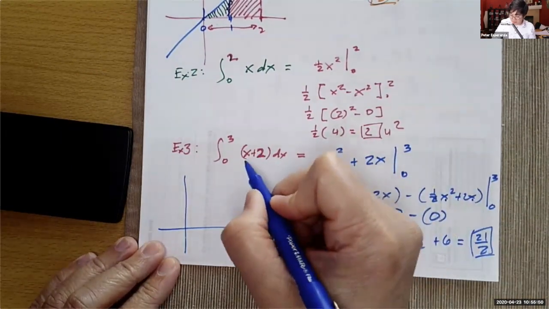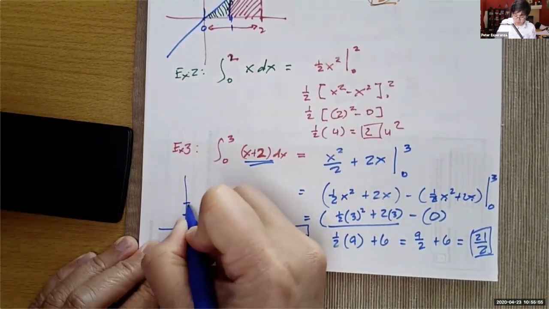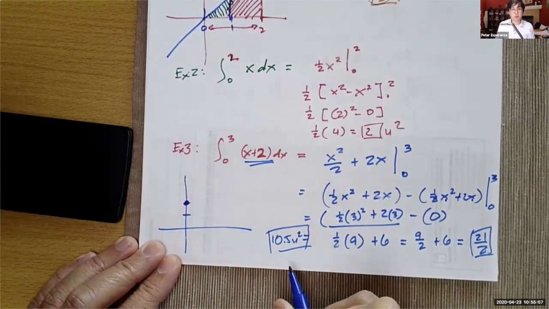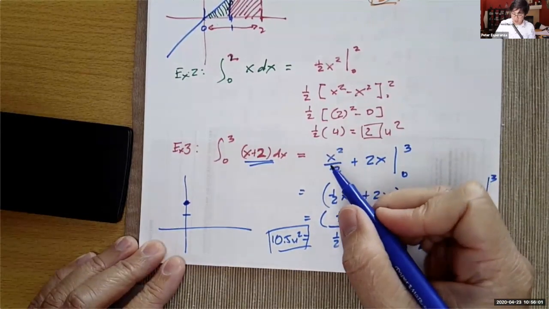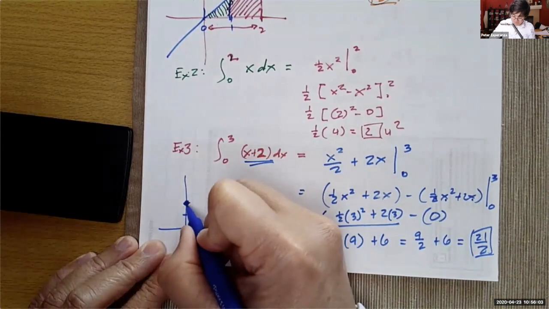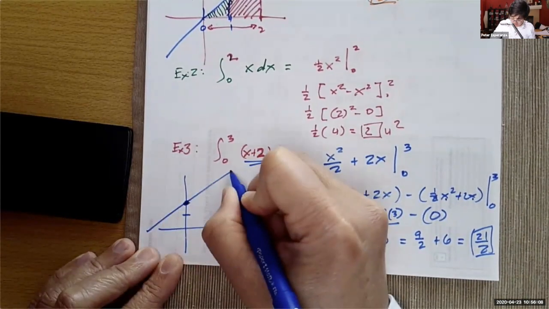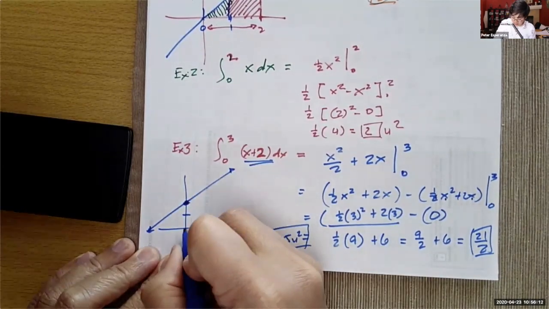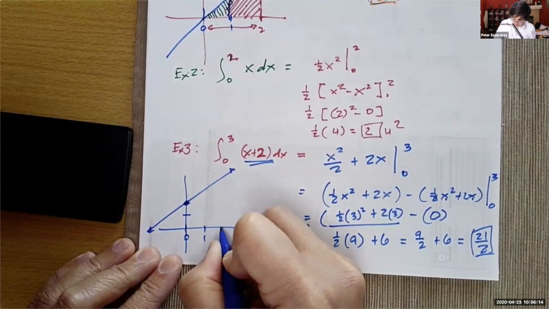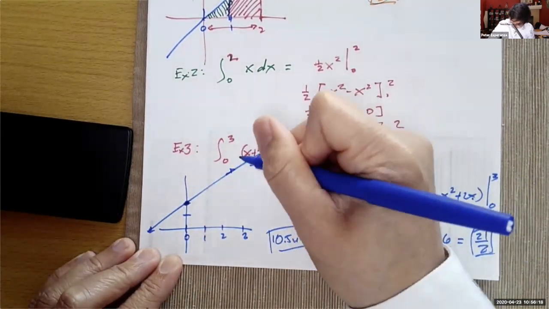The function that we're working on is a line x plus 2, which means the y-intercept is at 2 with a slope of 1. That is our line, and we evaluated from 0 to 3. So 0, 1, 2, 3. Let's extend it.